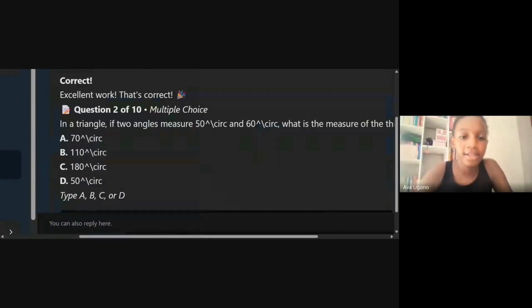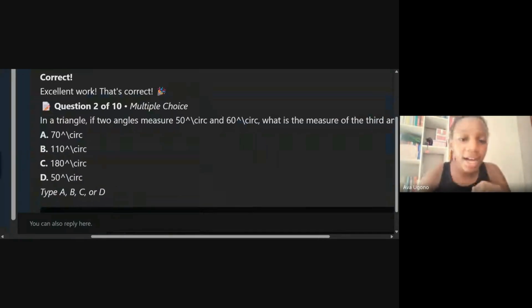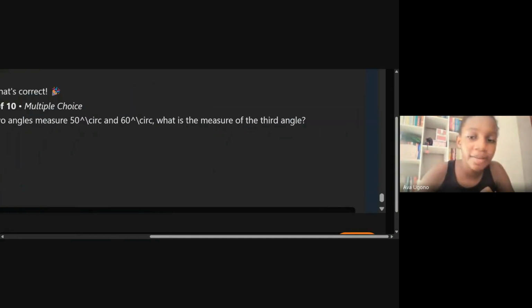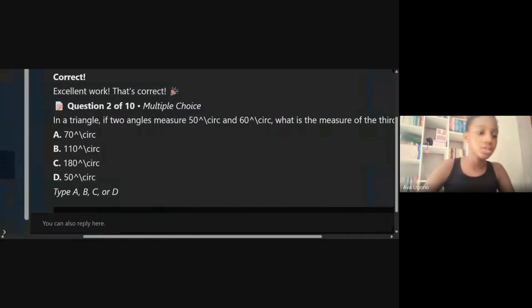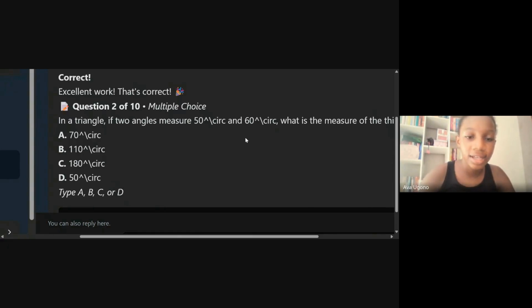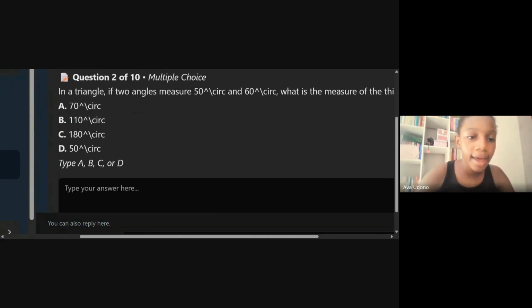That was correct. Now it has asked me that if two angles measure 50 and 60, what is the measure of the third angle? So from this lesson, I know that a triangle's angles are 180 degrees. So 50 plus 60 is 110, and 180 minus 110 is 70. So I'm going to pick option A.